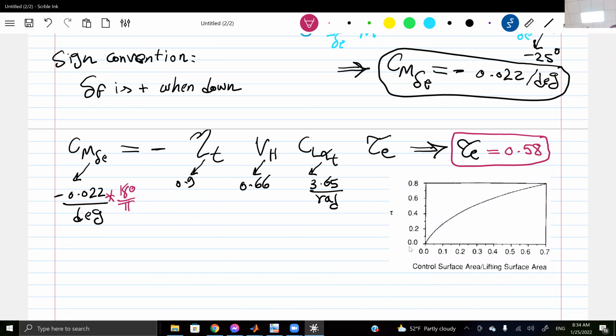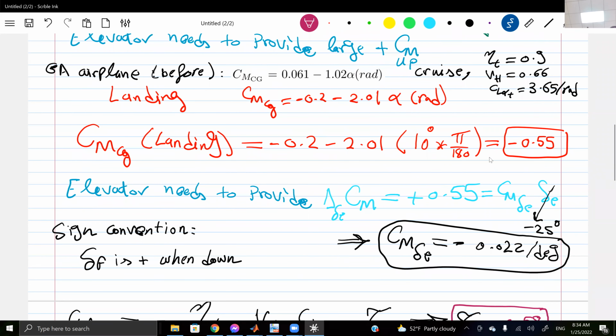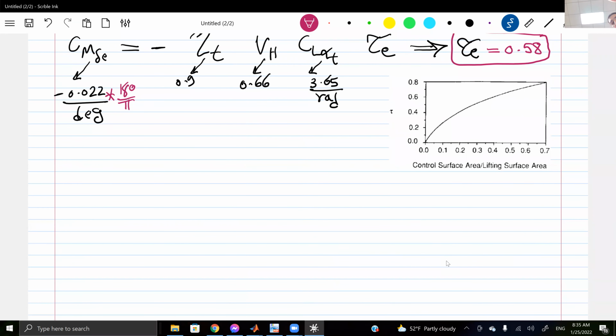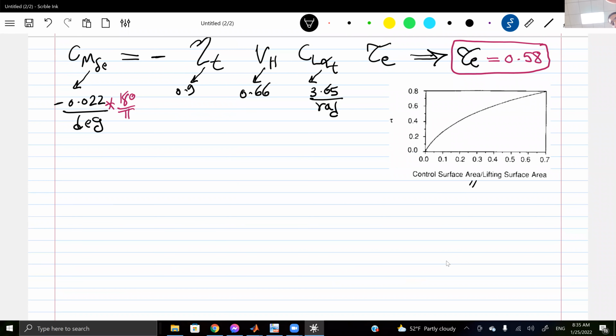You have tau here on the vertical axis, and here, control surface area over lifting surface area. This is for any three-dimensional, wing-like surface. You can use it for the wing, for the horizontal tail, and for the vertical tail. In particular, here we're talking about the horizontal tail. The lifting surface area is always the area of the entire thing, so it's the area of the entire tail, S tail. The control surface area, the part that is movable, is simply the elevator. So this ratio is simply S elevator by S tail.